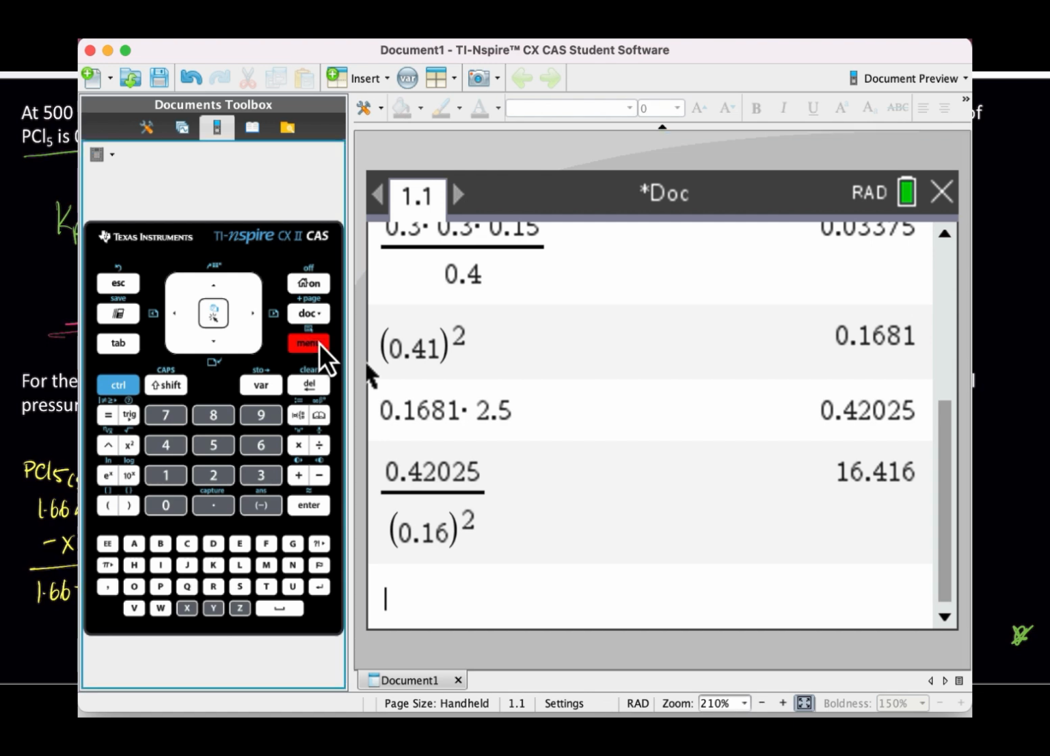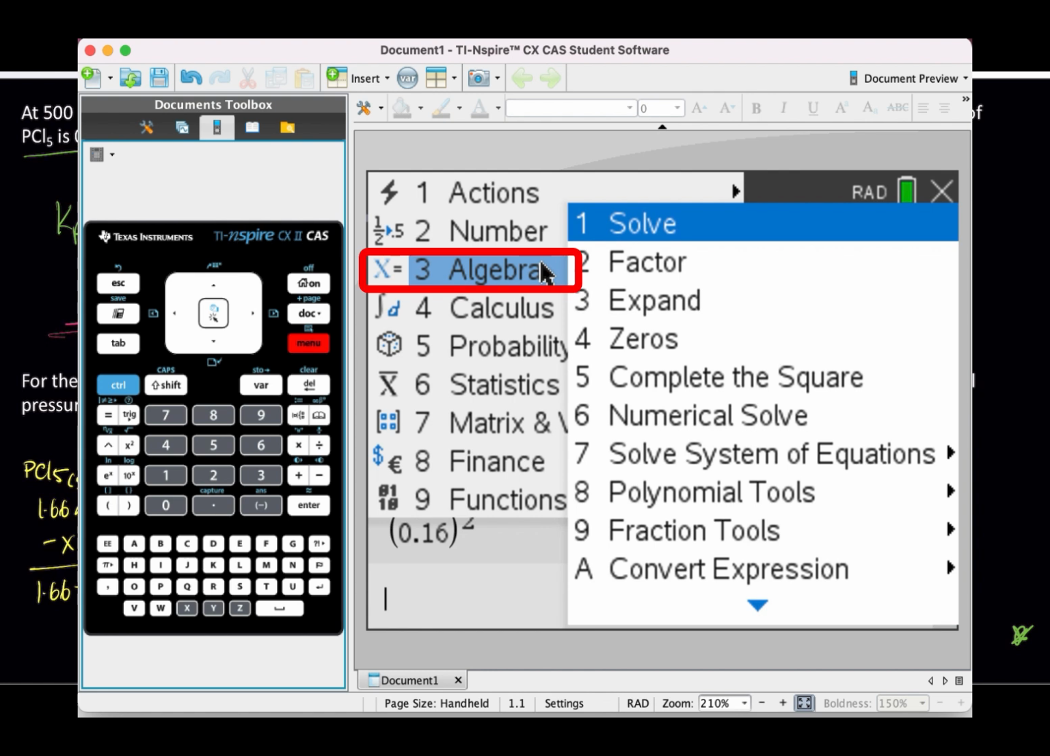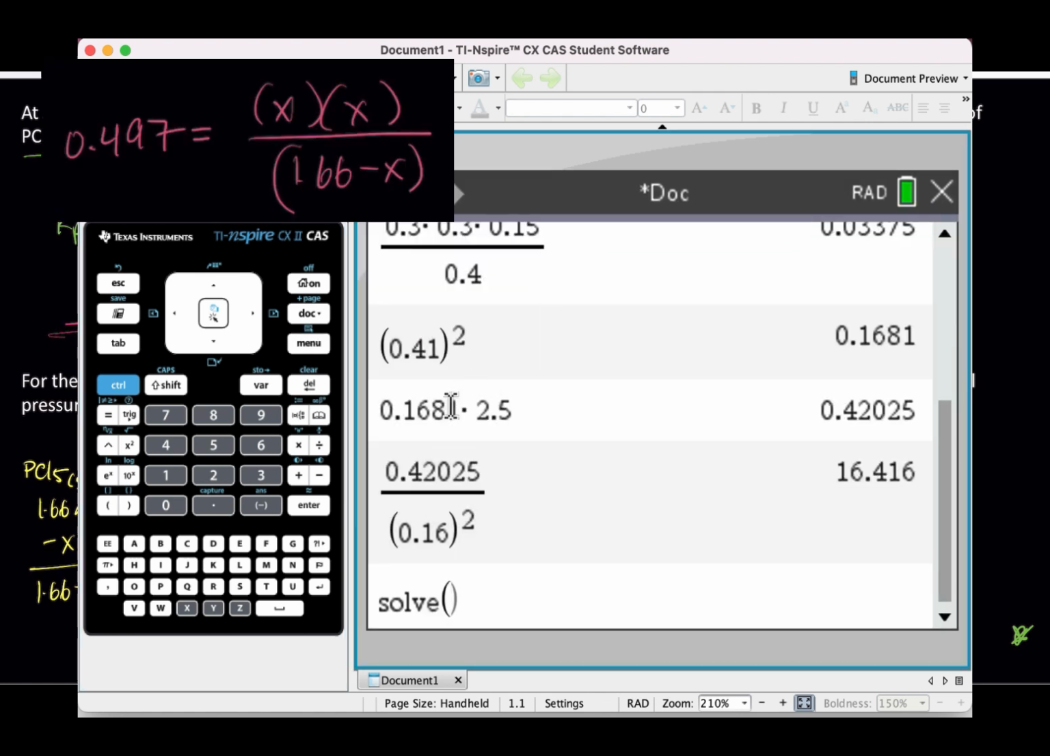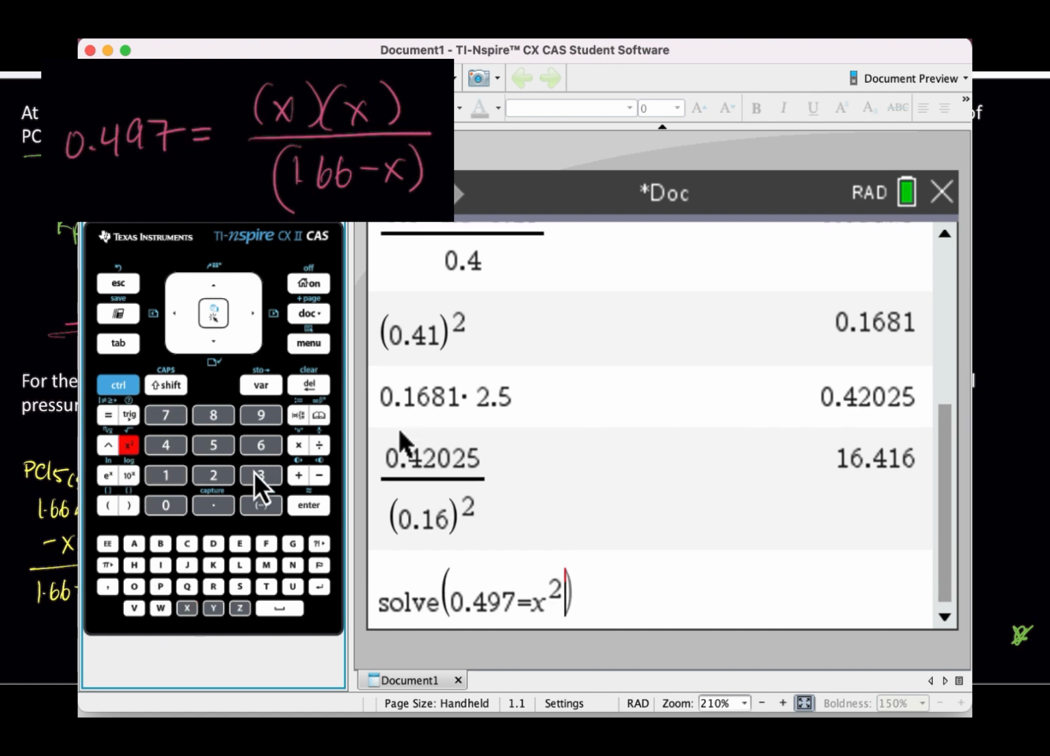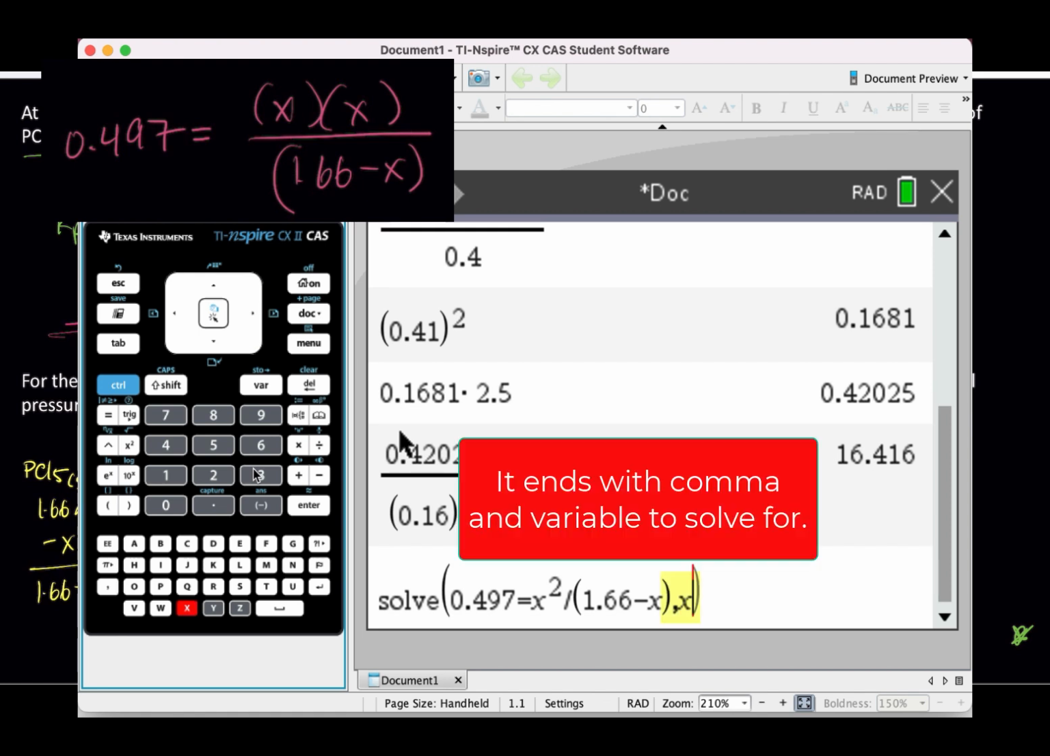Okay, so first you're going to find the menu button. And under menu, you are going to click number 3, algebra solve. Now, when you get to the solve, you'll see this, and then we just have to enter our problem, right? And so you'll see the problem in the upper left hand corner, right? Where we're just going to type it in, right? So 0.497 equals x times x or x squared, however you want to do that, right? Divided by our denominator, which is our 1.66 minus x, making sure that appropriate phrases are in parentheses as needed. And if you're not sure, if you don't remember order of operations very well, use more parentheses than you ought to, and that would be a good choice, right?